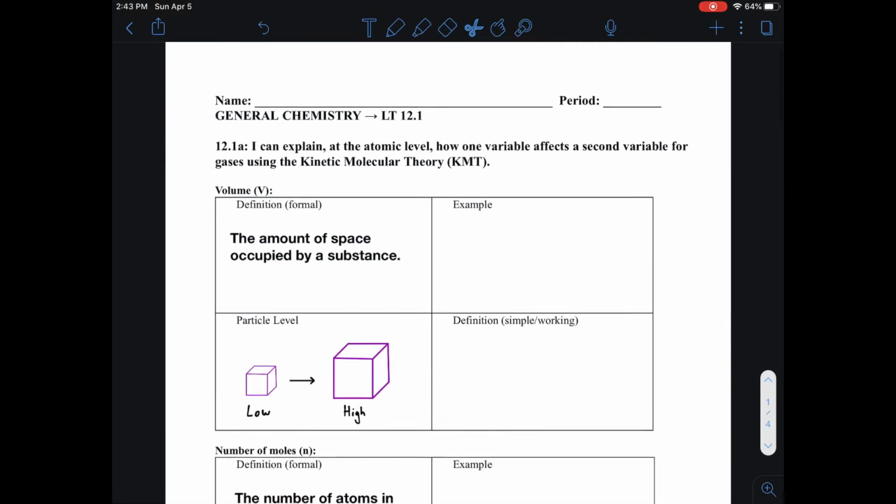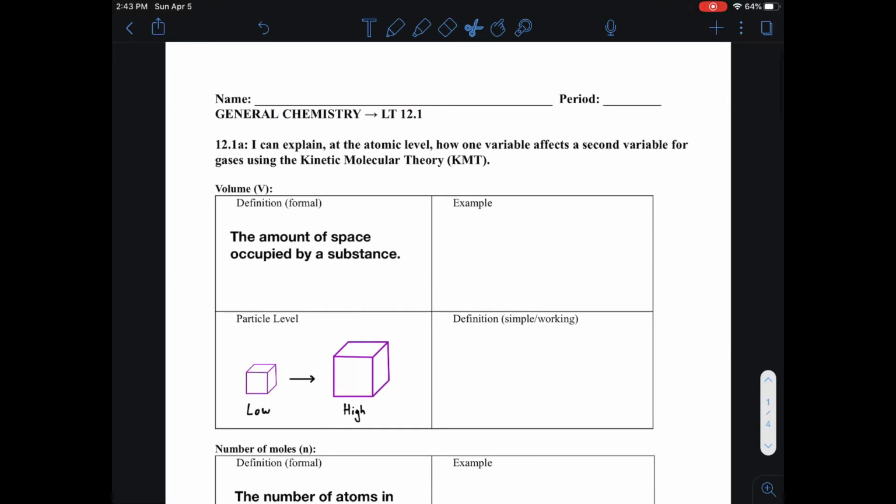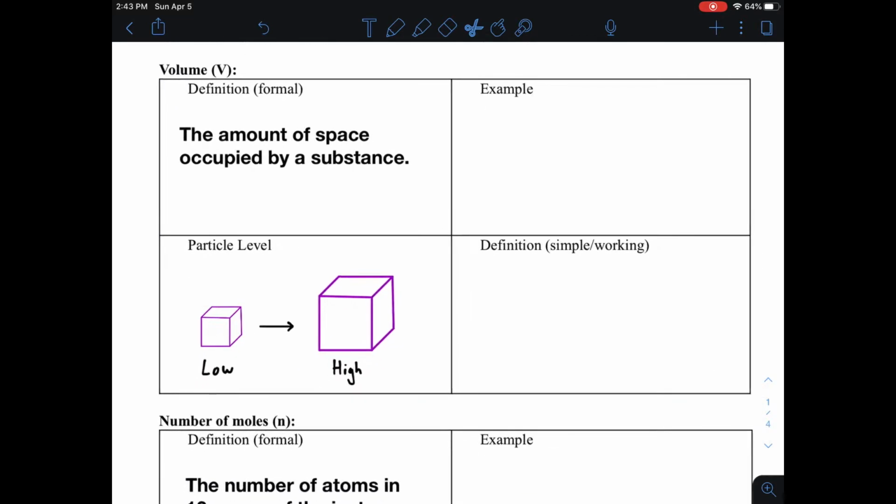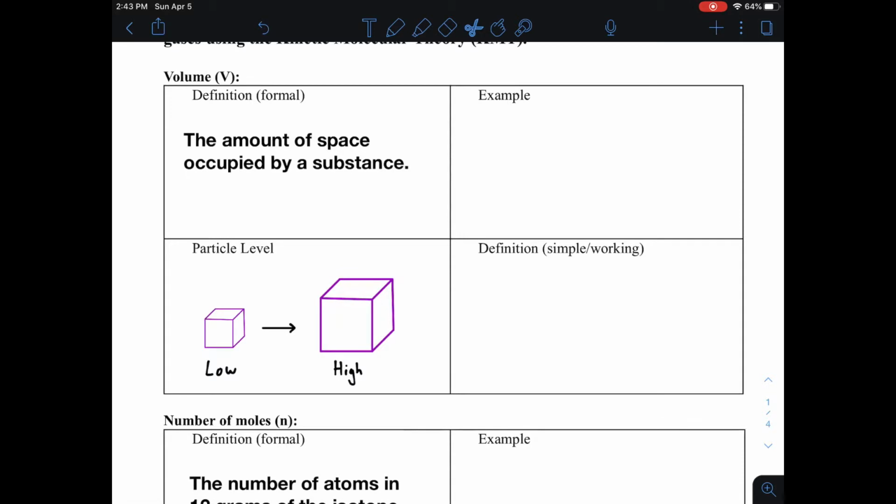As you can see, I already have some of the notes filled out. So have your packet out. Be ready to follow along. We're going to start with volume here. If you looked up the book definition of volume, or I'll call this the formal definition, it is the amount of space occupied by a substance. We're basically going to look at some examples, what it looks like at the particle level, until we get to the simple working definition. And this is the one that I want you to focus in on.